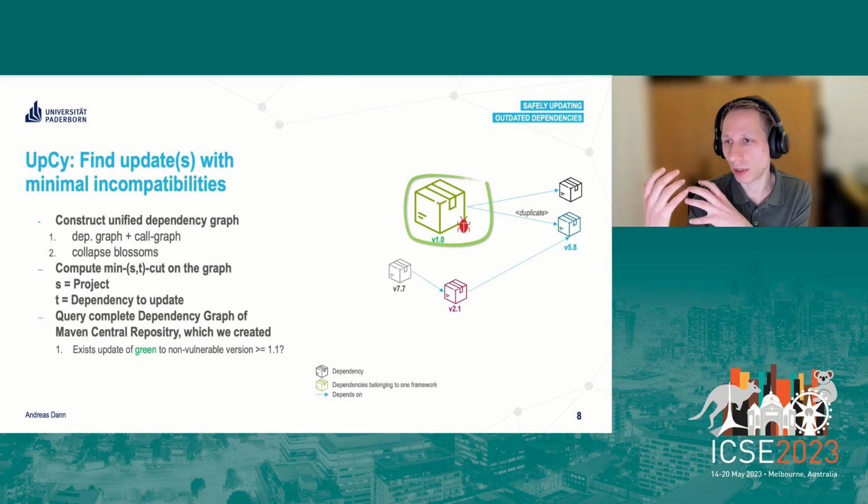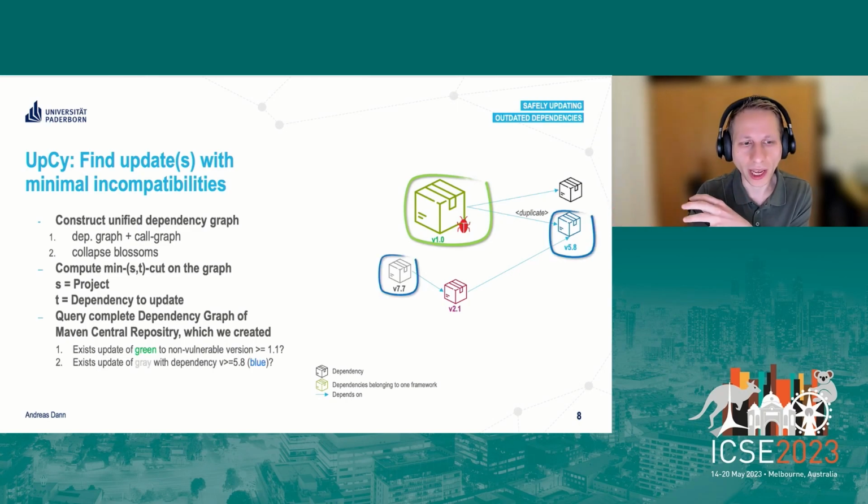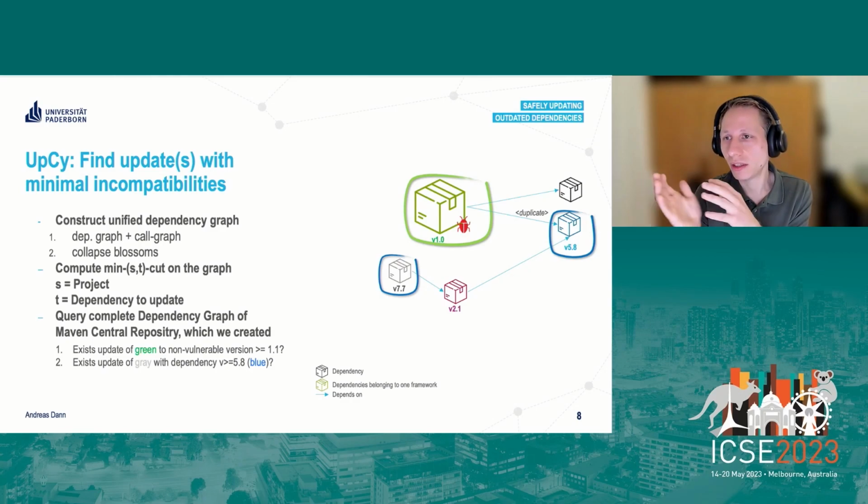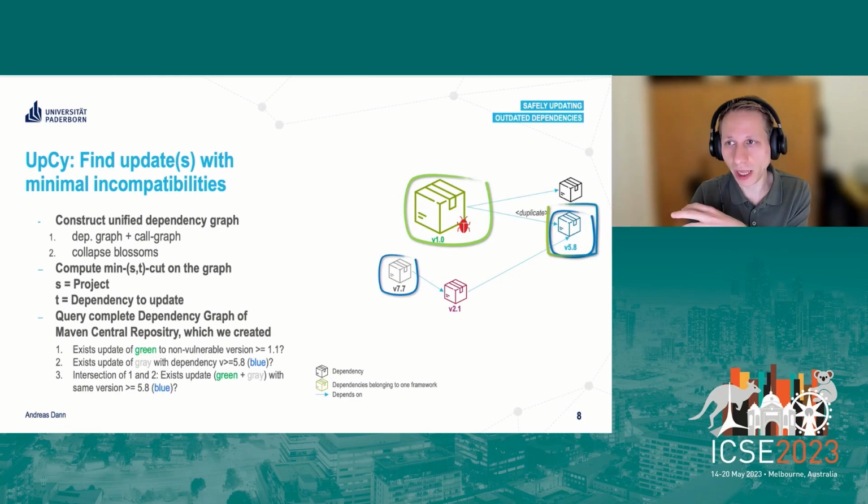Does an update or newer version of the green packages exist, to a non-vulnerable version? And we also query: does a new version of the gray open source package exist with a dependency on a version of the blue open source package that is greater than or equal to 5.8, because the blue one is actually shared by the green packages and the gray package? And to identify a compatible update, we intersect both queries.